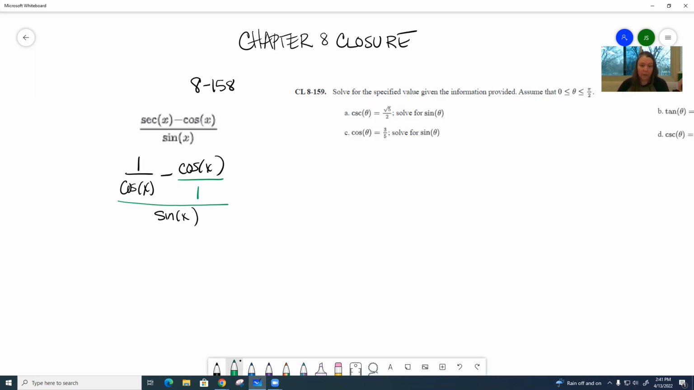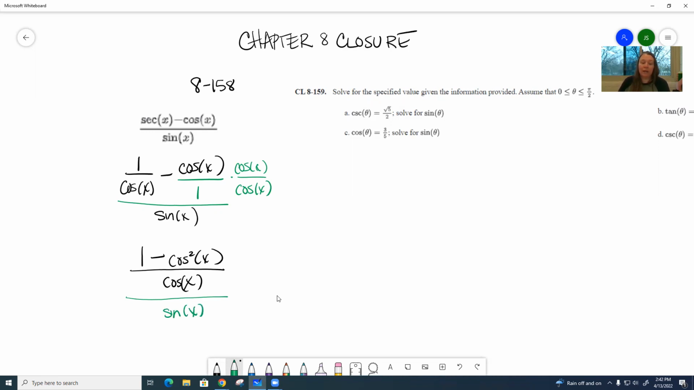So I multiplied here the top and the bottom by the cosine of x. I was debating on writing a 1, but we don't really need one since there's only the one fraction. So when I do that on the top, I have 1 minus cosine of x times cosine of x, which is cosine squared of x, all over the denominator of the cosine of x. And then that whole thing is over the sine of x.